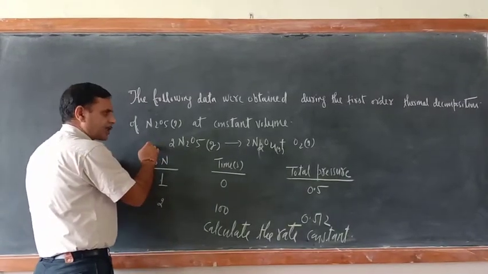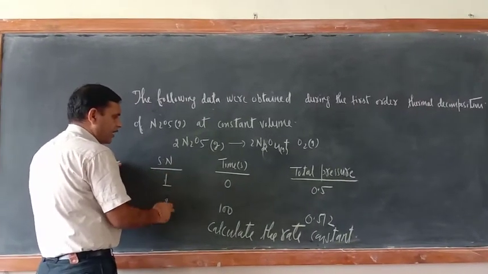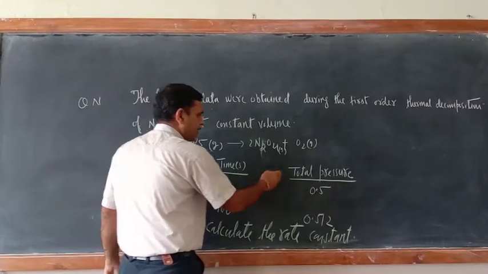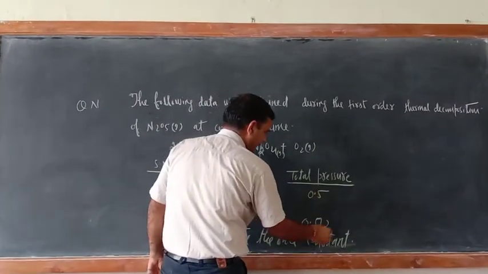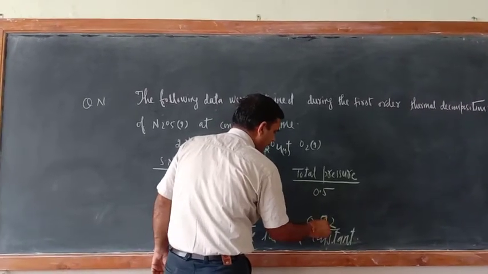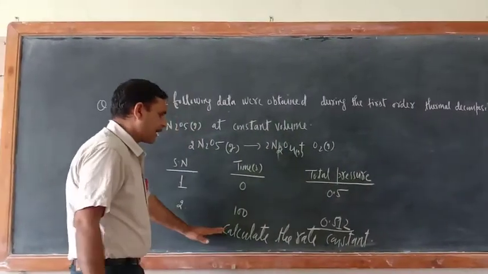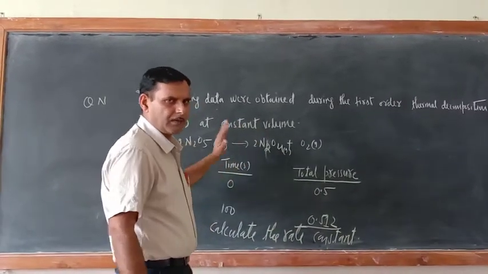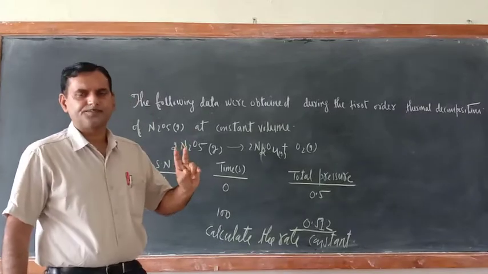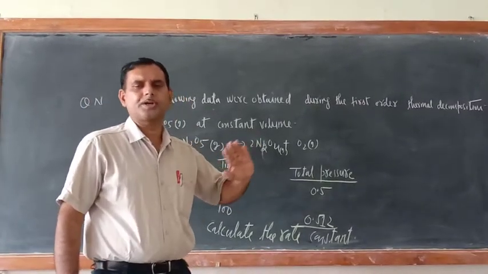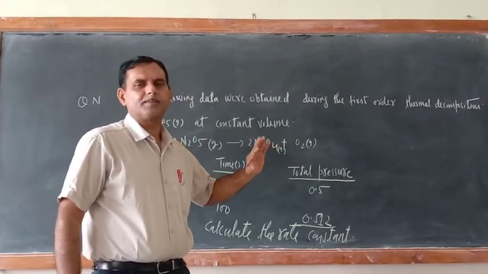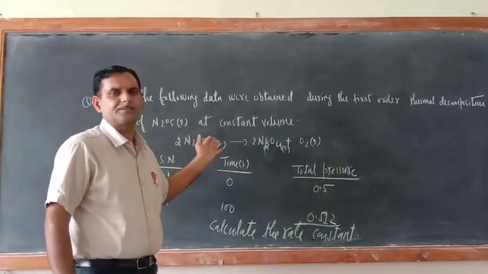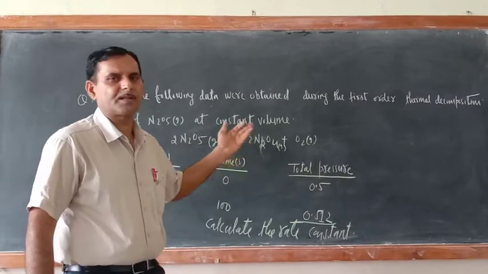And with the continuation of the same question, serial number 1, 2, here time is given 0, here 100 seconds, here total pressure they are given 0.5 and 0.512. Calculate the rate constant. Rate constant means K you have to calculate. I will solve this one. But remember, in subsequent 2-3 videos, I will give you enough practice for the numerical also. Today I am teaching this one which is based on the integrated rate equation for the first order.